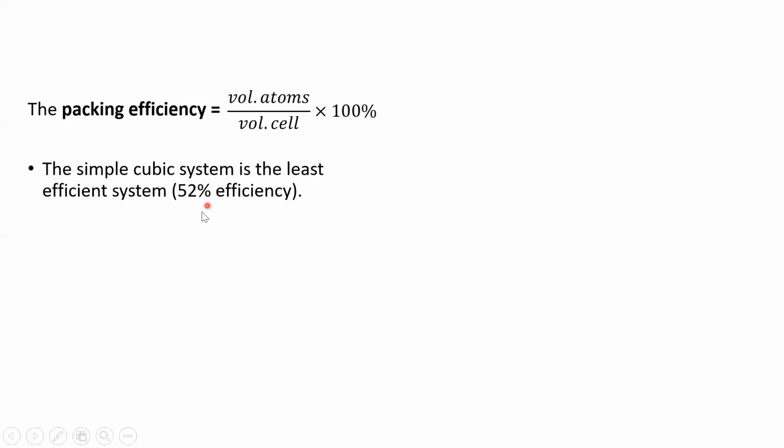and multiply it by 100. Simple cubic unit cells are the least efficient. Only a little more than half of the space in the unit cell of a simple cubic system is actually made up of particle. About half of it is made up of empty space.